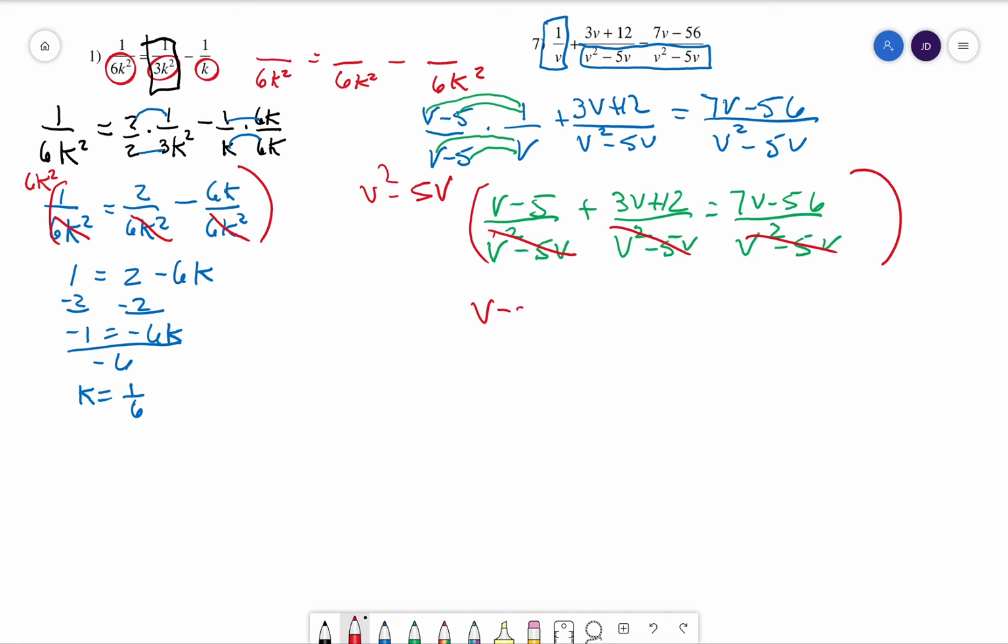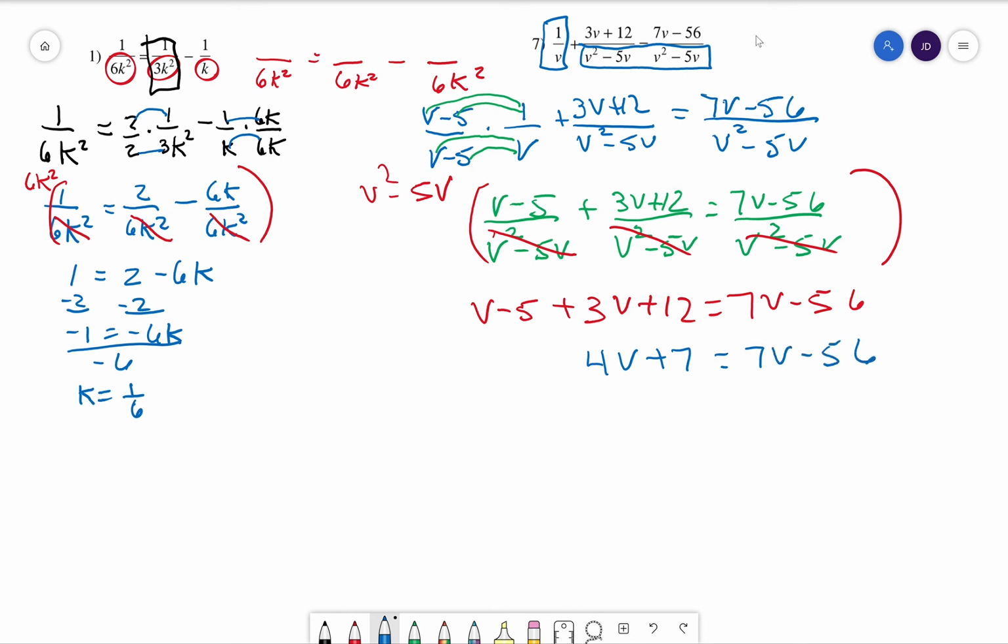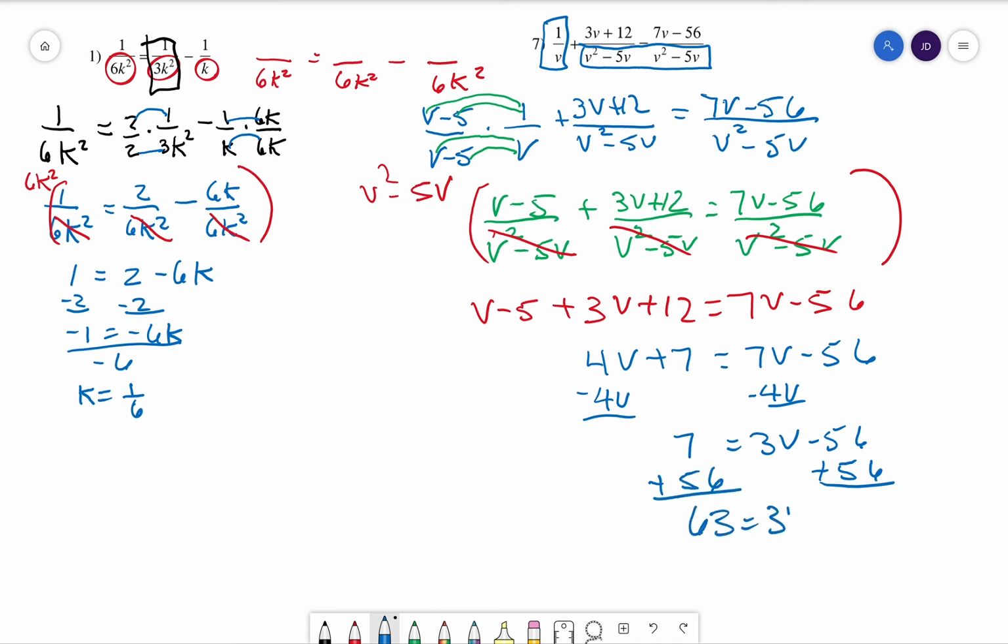So now I get v minus 5 plus 3v plus 12 is equal to 7v minus 56. So on this side, v plus 3v is going to give me 4v, and negative 5 plus 12 is going to give me a 7, is equal to 7v minus 56. Now if I subtract 4v from both sides, on this side I get 7 is equal to 3v minus 56. If I add 56 to both sides, I get 63 is equal to 3v. I divide both sides by 3, and we can see that our answer is v is equal to 21.